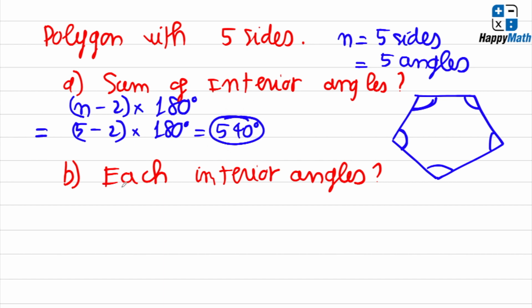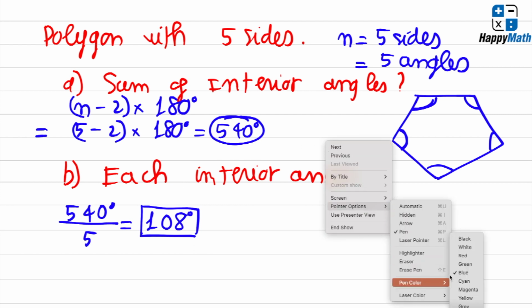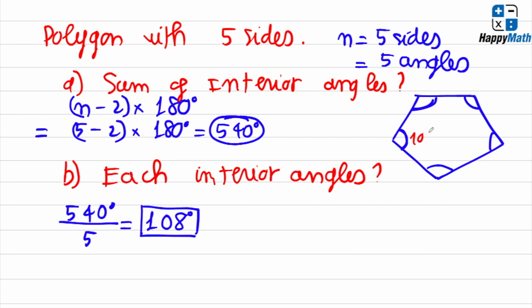So you want to find each interior angle? That's very easy. You can calculate it by taking the sum and dividing by the total number of interior angles. This is divided by 5. So 108 is the interior angle. This means 108 for this angle, 108 in this angle, 108, 108, and 108.